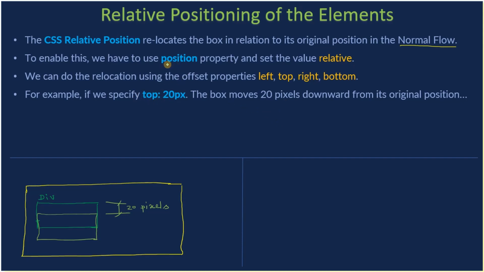So first stuff what we have to specify is position. We have to set value as relative. Then using these offset properties, we can set the relative position. Here, top 20 pixel means the box from its original normal flow location moved downward. So that's how the dimensions are, right? This is top, left, right, bottom. Since we specified positive 20, it moved downward.